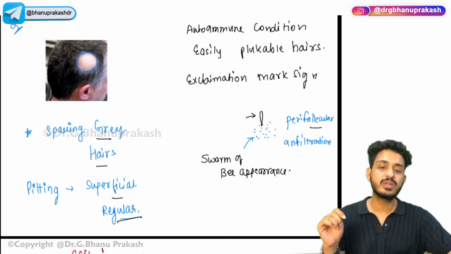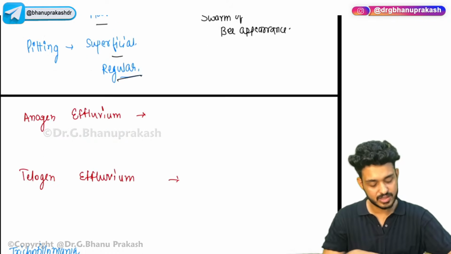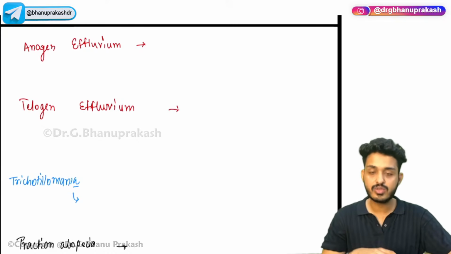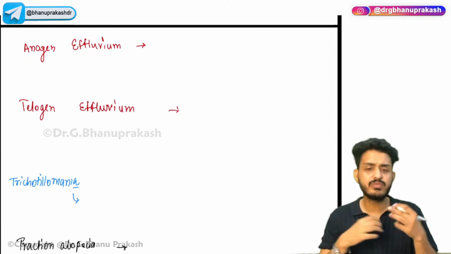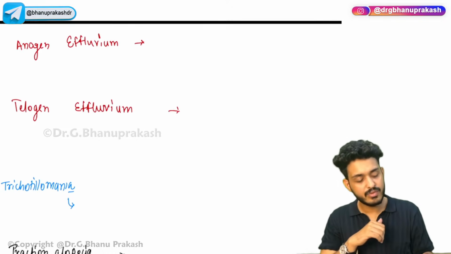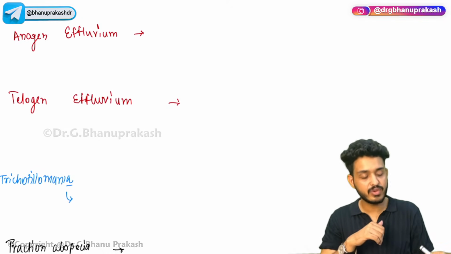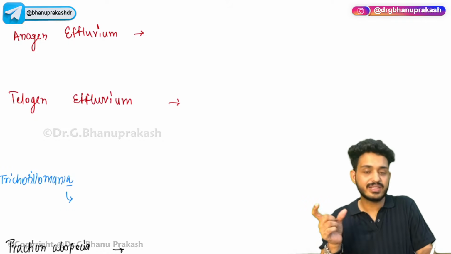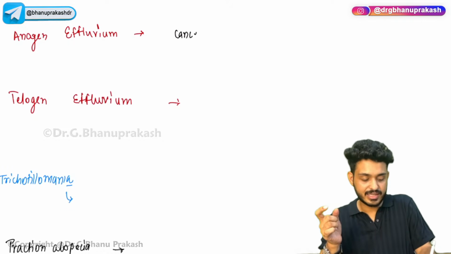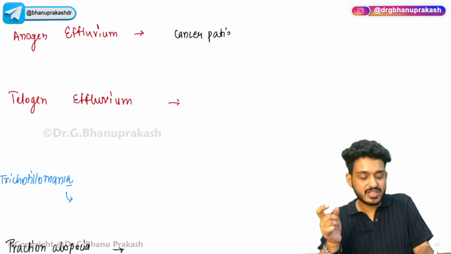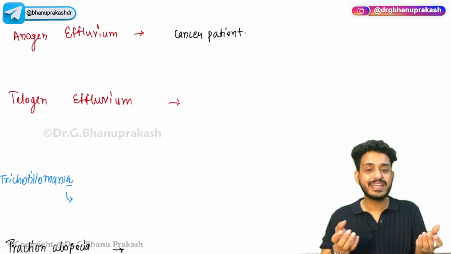Okay, these are the most important points that you have to remember about this particular thing. Now let's talk about anagen effluvium. In which patients will you be finding anagen effluvium? You will be finding this in cancer patients, guys. Cancer patients will be having chemotherapy.